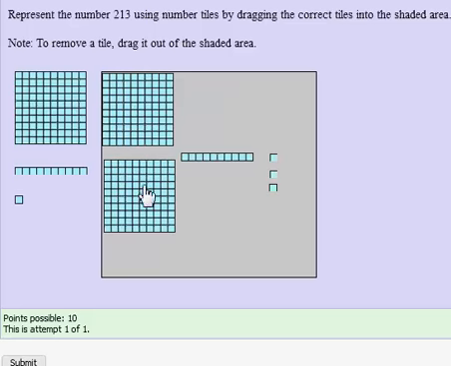If I was to realign the tiles this way, you would see that the 2 flats representing the number 200 corresponds to the 2. Moving to the right, we had 1 in the tens place, we have 1 rod in the tens place, and the 3 was in the units place, so we have 3 tiles here. So this is 213. Now that I'm convinced that my answer is correct, I'm going to click the submit button.